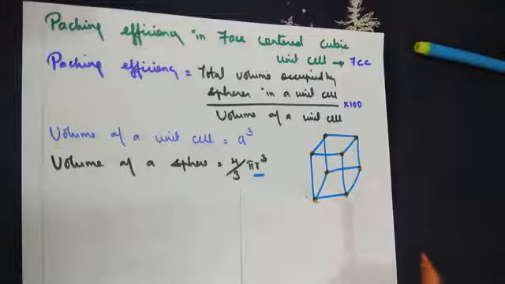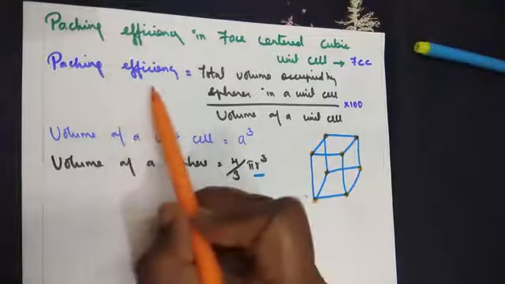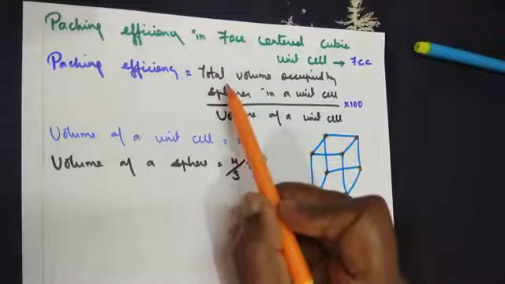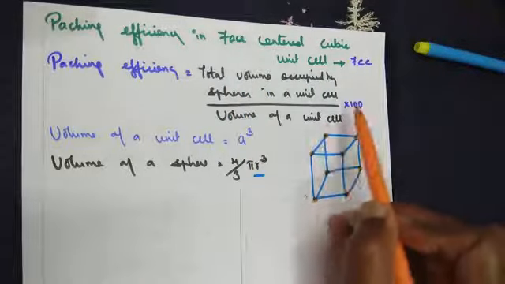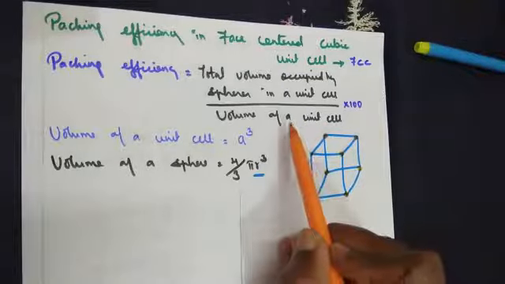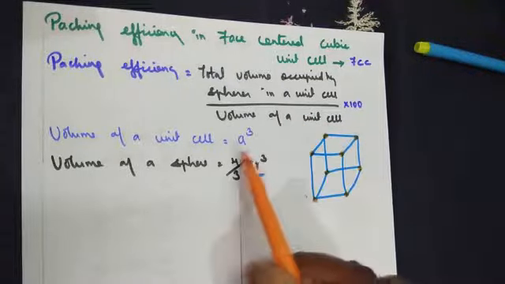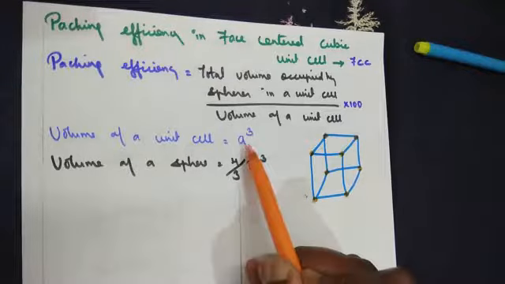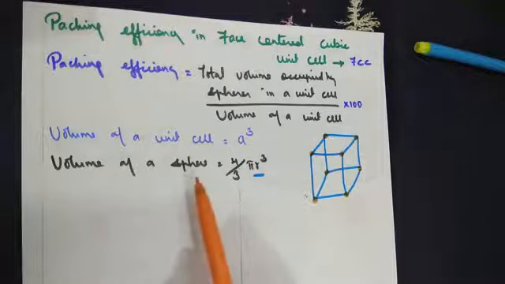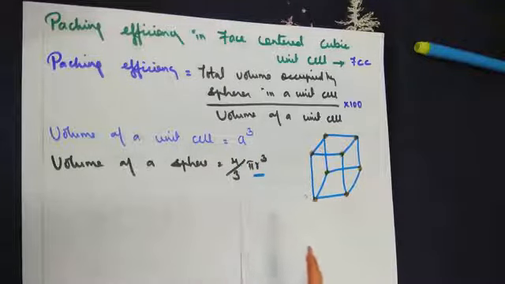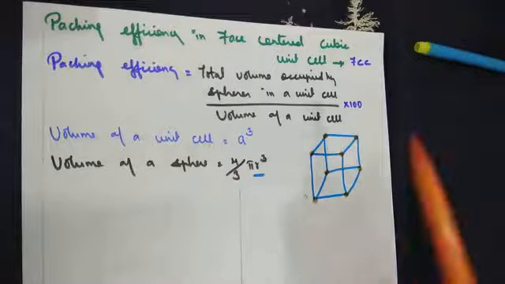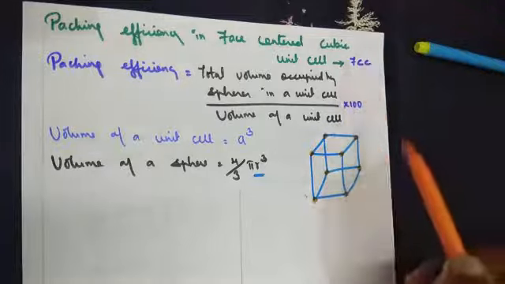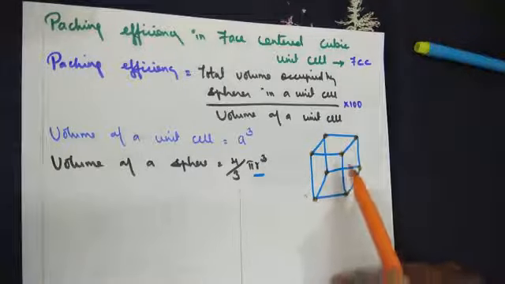By now, you all are also very thorough with the formula for calculating the packing efficiency, that is total volume occupied by the spheres in a unit cell by volume of a unit cell into 100. Volume of a unit cell is nothing but the volume of a cube. So the formula is equal to a cube, because we are considering each edge length to be a. The volume of a sphere formula is 4 by 3 pi r cube, which we have used in the previous calculations too.